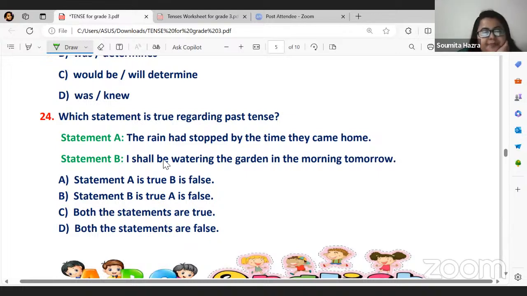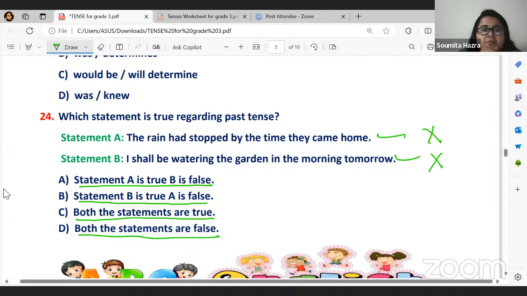Now the options. The first one says statement A is true, as in statement A is written in past tense, but statement B is false, not written in past tense. Option B says statement B is true, but statement A is false. Option C says both the statements are true, so both are written in past tense. Option D says both the statements are false. This is also wrong.